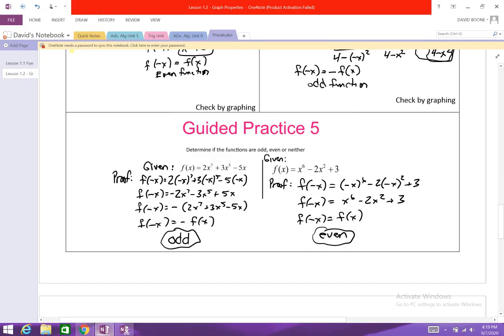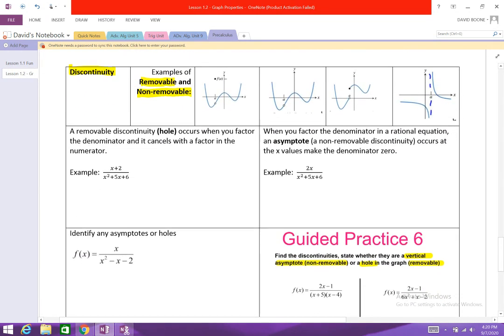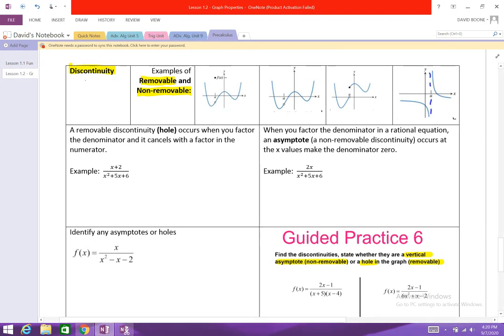All right, hopefully this is what you got for your answers for guided practice number 5. You can certainly pause this again and double check your answers and your work. If you have any questions, certainly ask those in class. We'll continue on to the next part of the worksheet, and we'll talk a little bit about discontinuity. I told you we were going to revisit that.